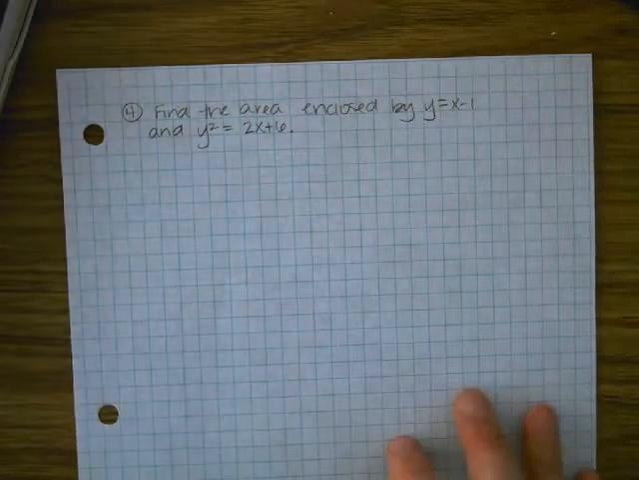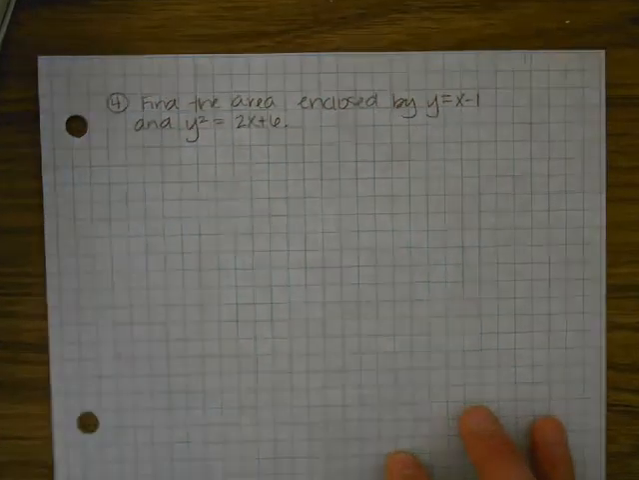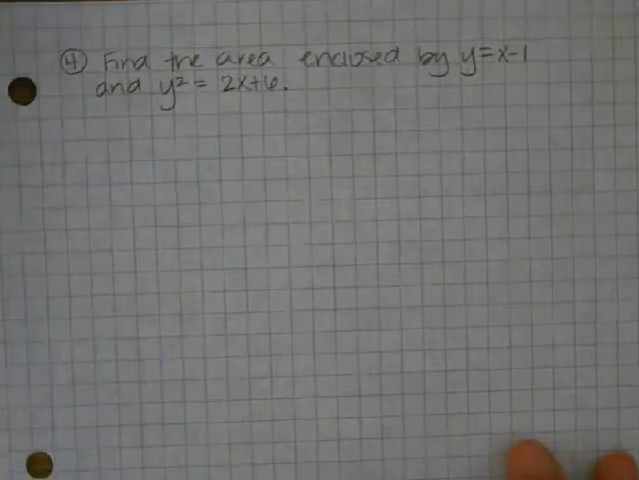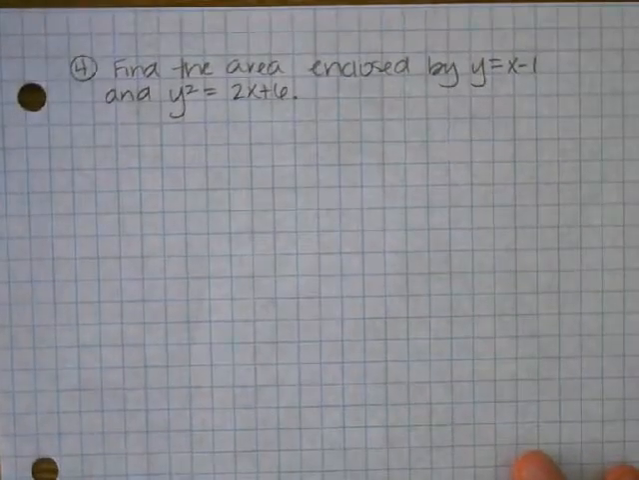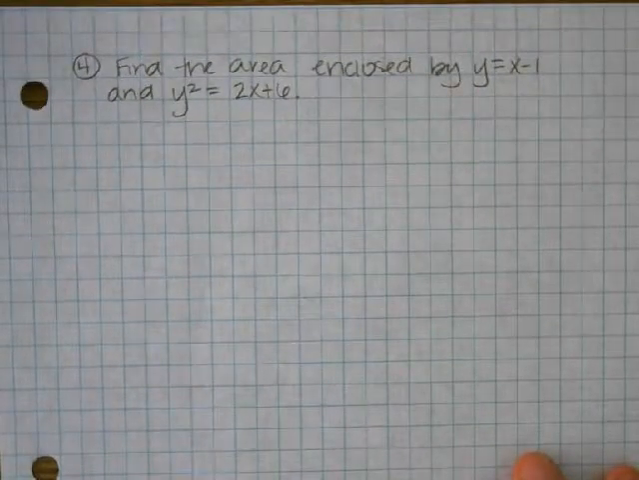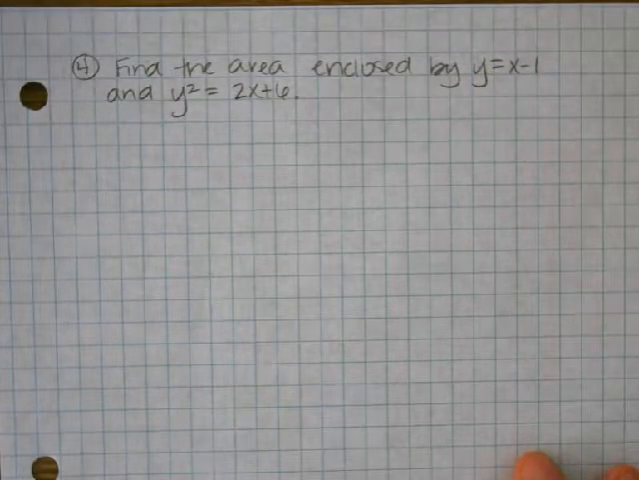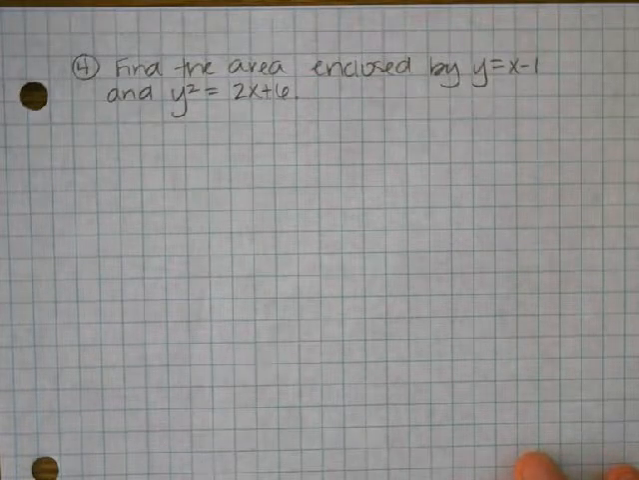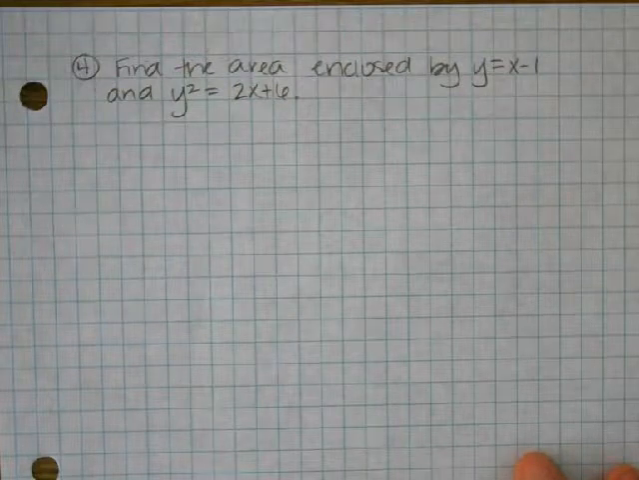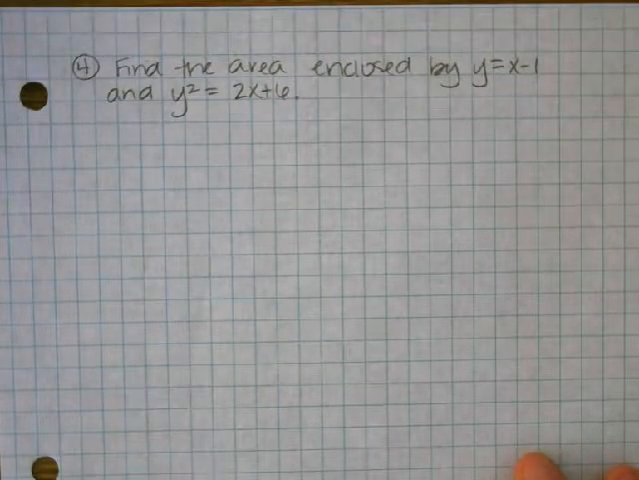the list. So it says find the area enclosed by y equals x minus 1 and y squared equals 2x plus 6. So you gotta do the square root.